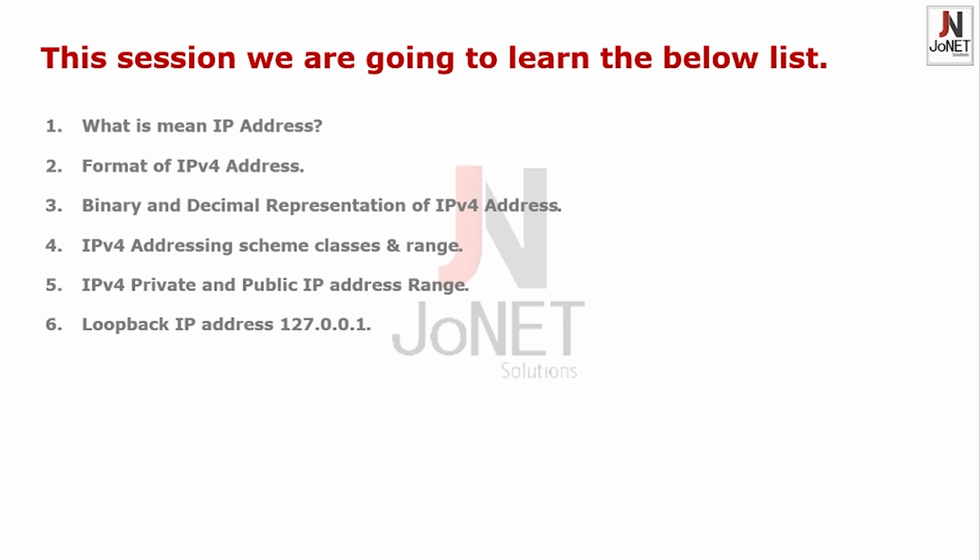loopback IP address that starts from 127.0.0.0 series. APIPA, automatic private IP address, is 169.254 dot, and the remaining will be assigned by the Ethernet, which we cannot predict.